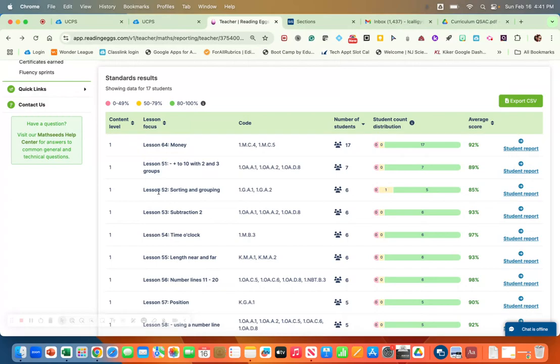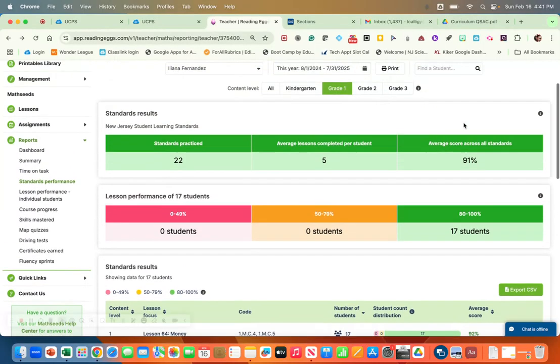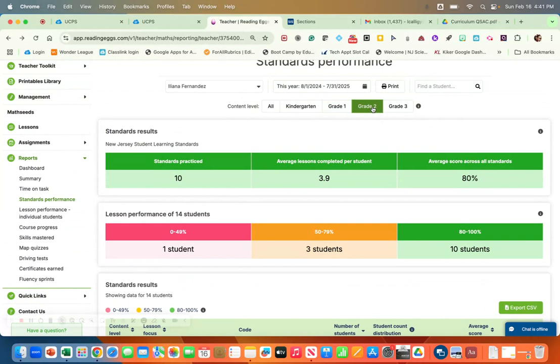And remember, the way that students get to these lessons depends on where they fall within the maps from their placement tests, okay? So 6 students were working on lesson 52 and 1 had a problem. Again, you could take a look and see who it is. Okay, so that is a couple of ways to look at this report. Looking at it by number of students and then taking a look at the standard distribution, or you can sort by average score. Now let's look at second grade, which is the current grade.